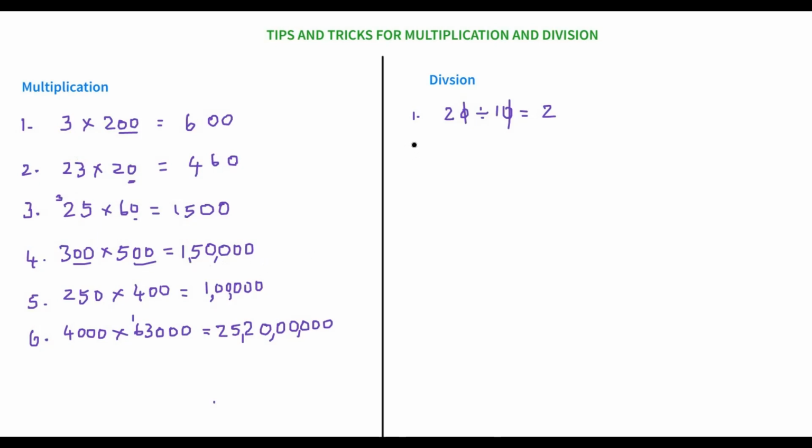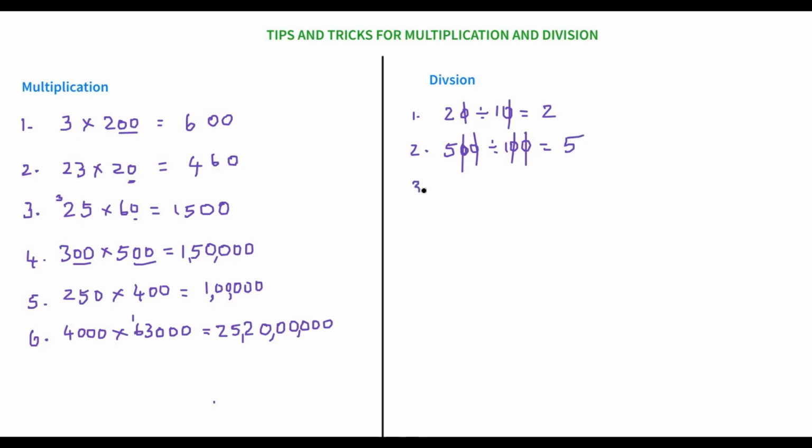Now let's see the second question. We have 500 divided by 100. Whenever we have a question like this, here there is a 1 and 0, here there's a 1 and 0, here another 0, here another 0. Both sides had 2 zeros, so we crossed out both the zeros. Now 5 divided by 1 is 5. Easy. Now let's take a little bigger example.